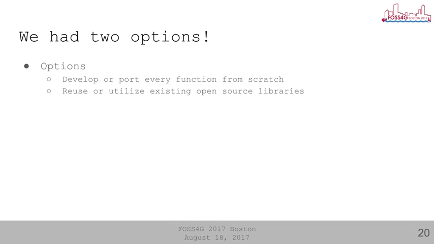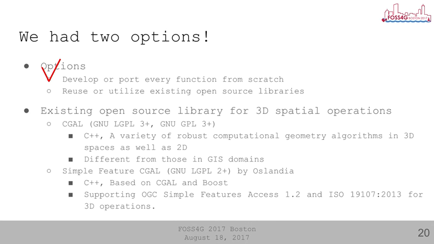So to support three-dimensional operations, we have two options. The first one is to develop everything to support 3D operations. The second is to reuse or utilize existing open source libraries. Although the first option could be optimized for GeoServer, it needs a lot of effort to build everything. So we chose the second one, and we had several libraries to choose from, but we didn't have much time.